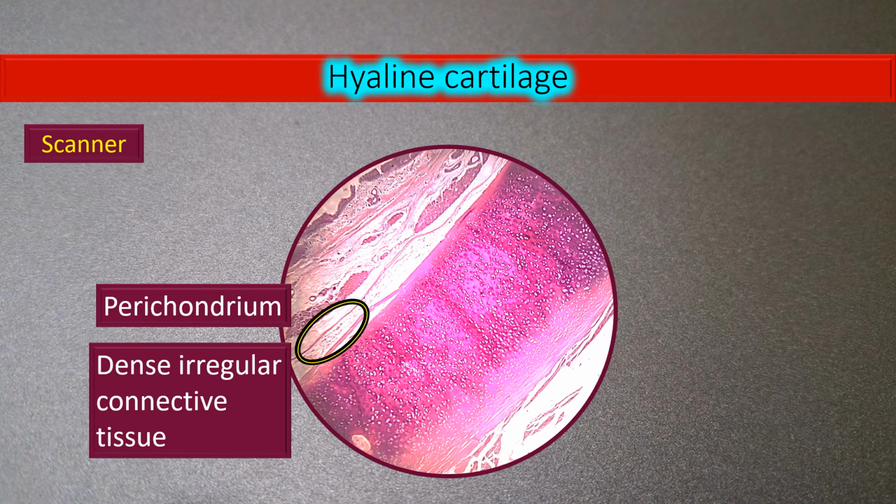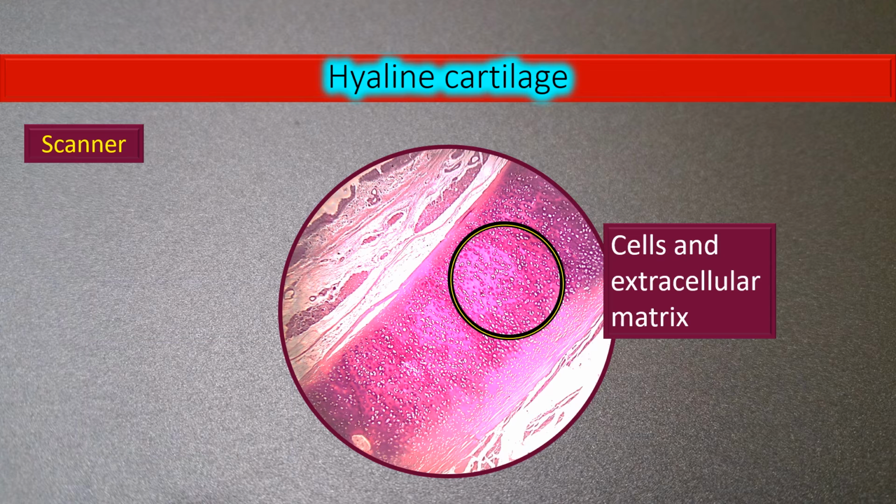The only difference is in articular cartilage, the perichondrium is missing, and articular cartilage is usually present in the joint surfaces. That means ends of bones which participate in the joint. That's a very fundamental difference between these two variants.